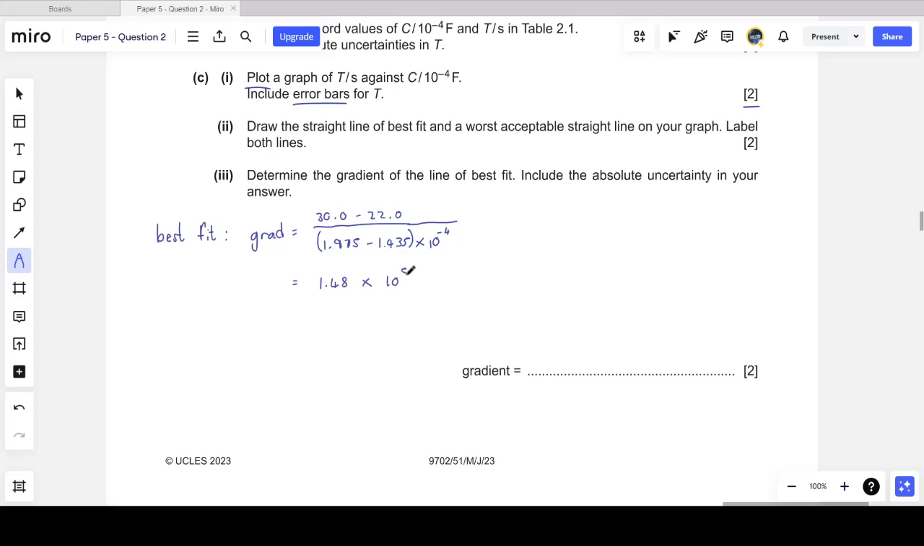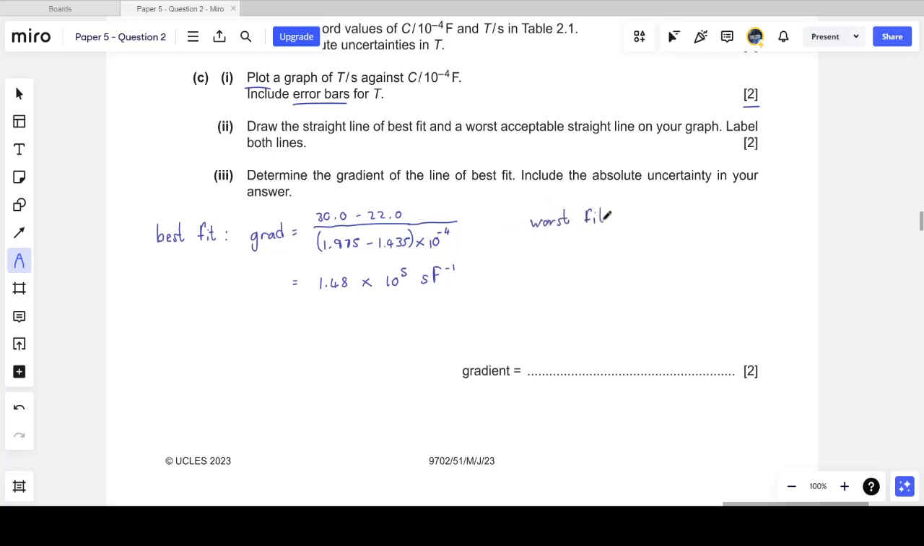So I get 1.48 times 10 to the power 5 seconds per farad. Again, you don't need a unit, but it's good to have a unit so you can visualize what the gradient of the graph is giving you. It's giving you something that's measured in seconds per farad, whatever that may be. Doesn't really make our life that much easier.